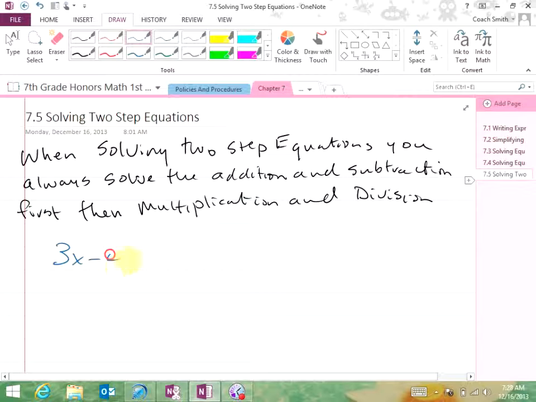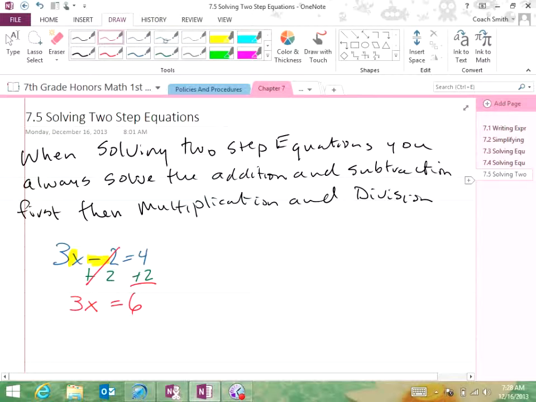3x minus 2 equals 4. Okay, the reason it's two steps is because of this. We have subtraction and we have multiplication. So the subtraction and addition we do first. The inverse of subtraction is what? Addition. So I'm going to add 2 to both sides of the equation. On the left side, that cancels out, leaving me with 3x equals 4 plus 2, which is obviously 6.